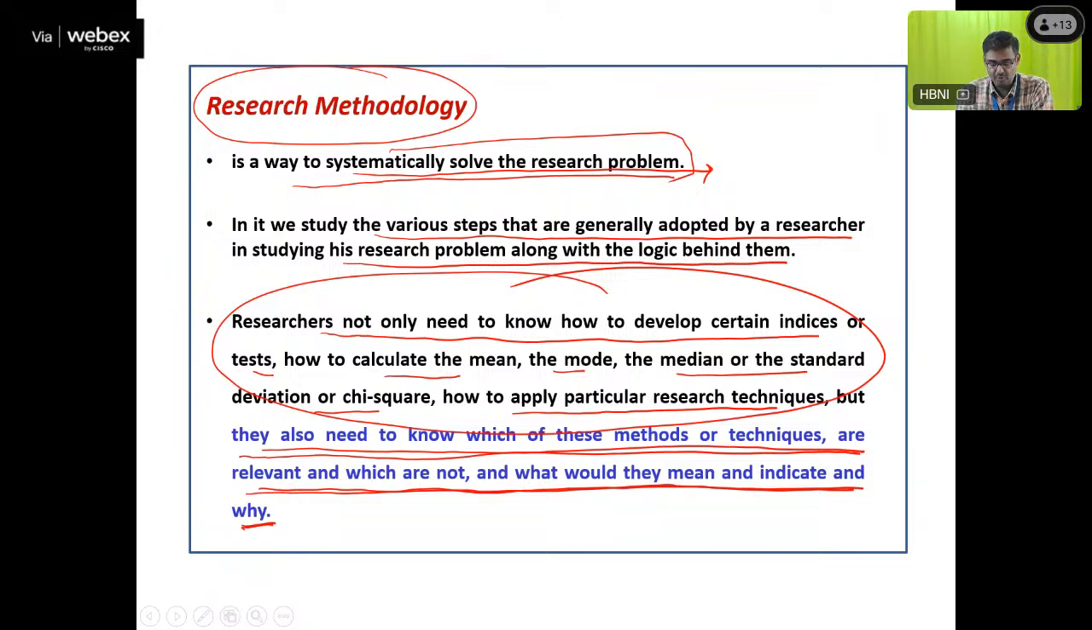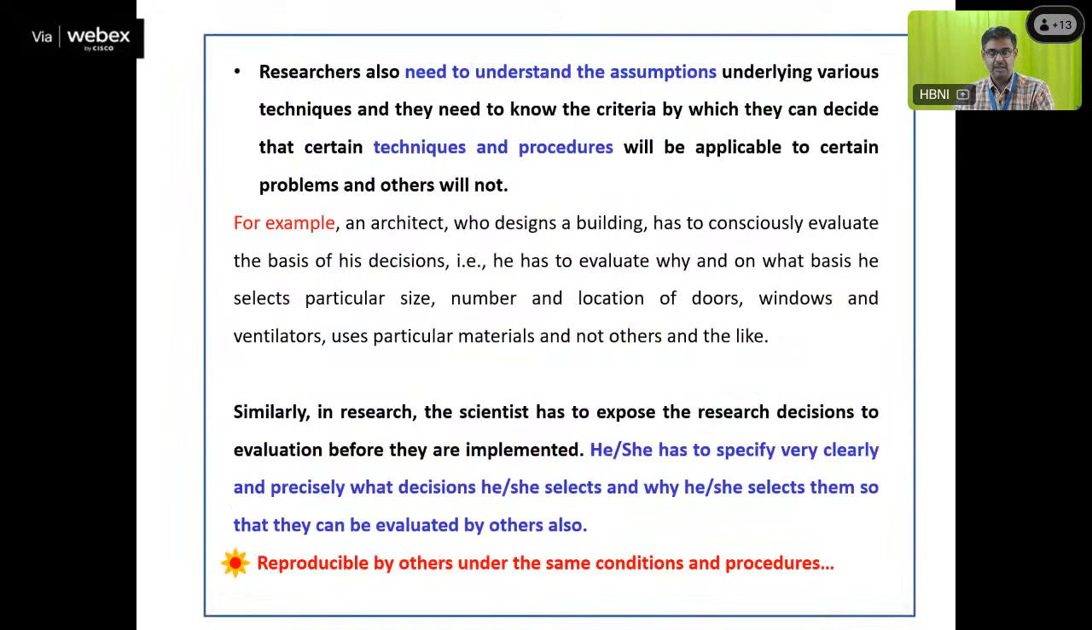So you have to know this logic: which method or technique is relevant, and how and why we will use it. During research, once you have the objective and start collecting data, first you should have the research methodology, meaning the systematic way you will proceed with the problem, which methods you will use, and also why you will use them. Why questioning is very important when we do research.